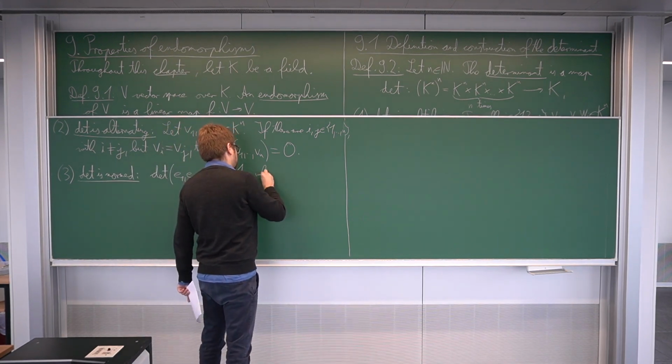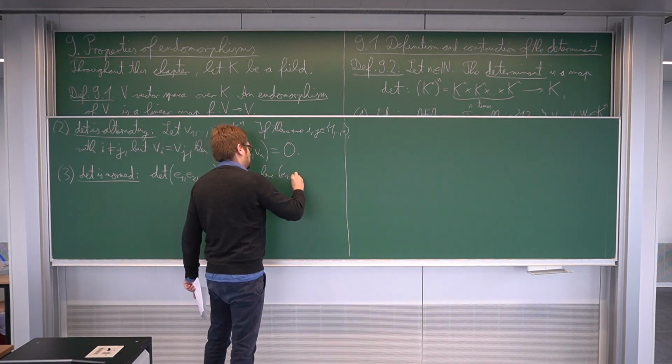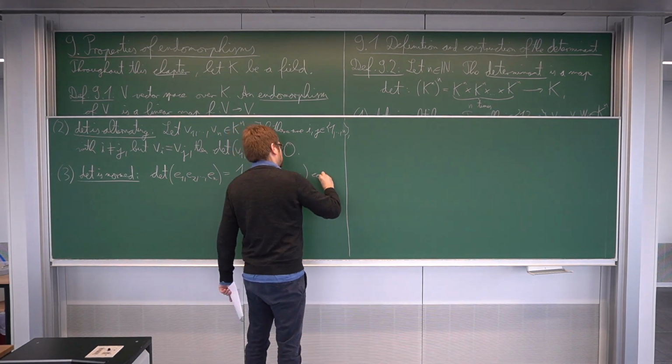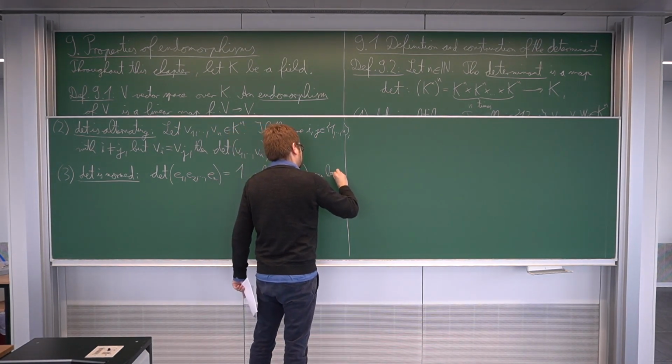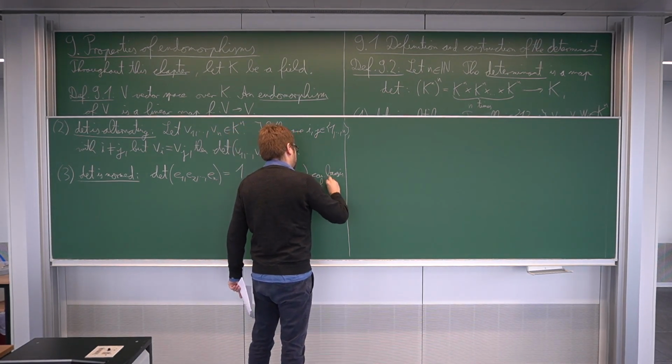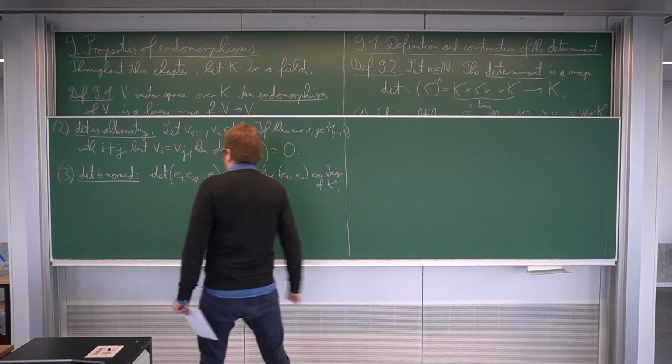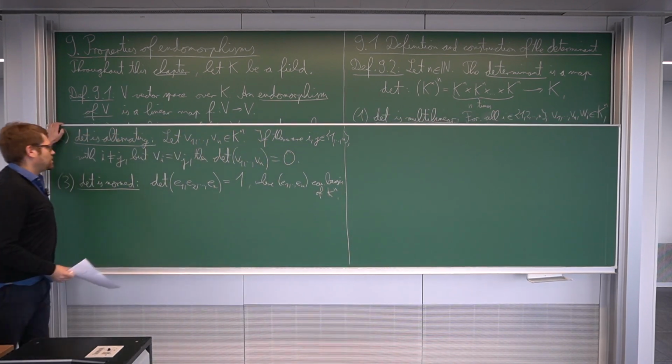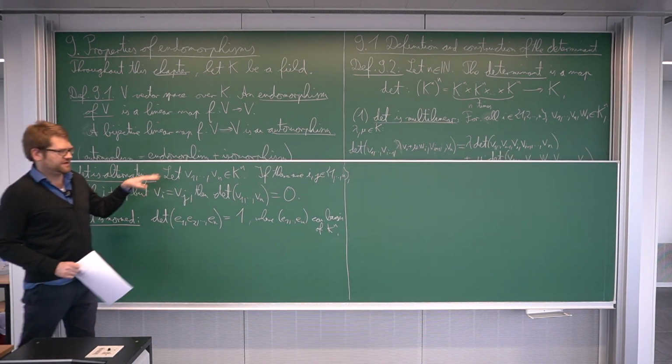So where e1 to en is the canonical basis of k to the n. Okay, so this is my wish list. These three properties I want my map to satisfy.